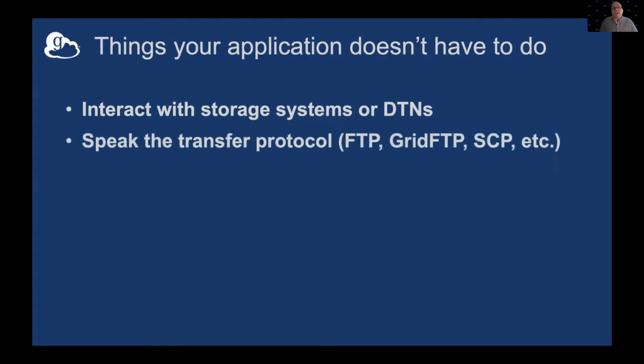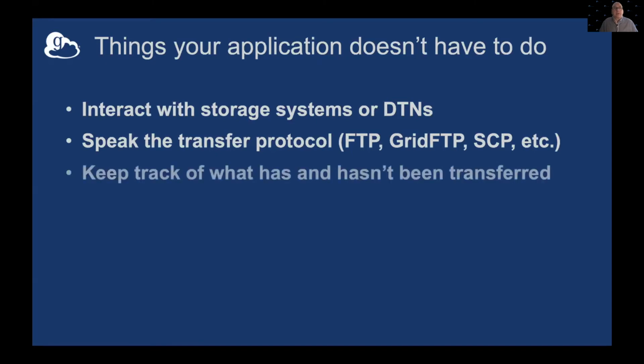Your gateway also doesn't have to know how to speak the data transfer protocol. So whatever transfer protocol Globus is using, you don't need to worry about that in your gateway. Globus does all the talking to the data transfer nodes and sets up the connection between the two endpoints and monitors it and keeps track of what's been transferred and what hasn't been transferred, and does all the checksumming to make sure that all the data was transmitted correctly and no glitches happened, no bits got flipped accidentally. Globus does all that for you. You don't have to know anything about the transfer protocol itself. You don't have to keep track of what has and hasn't been transferred.